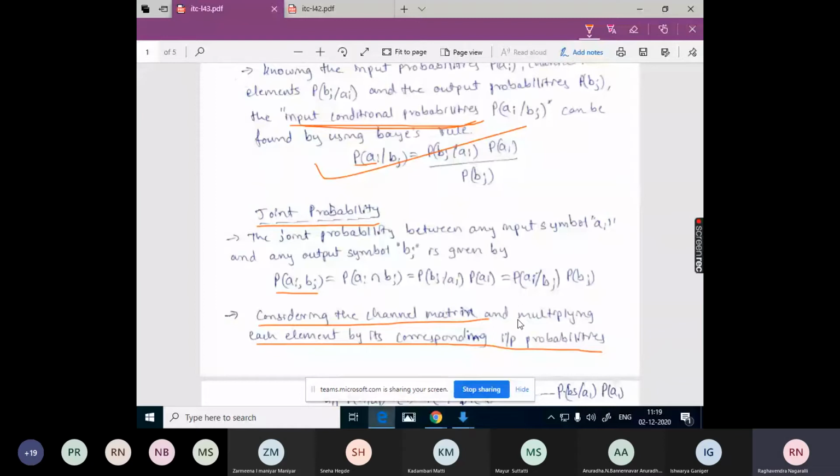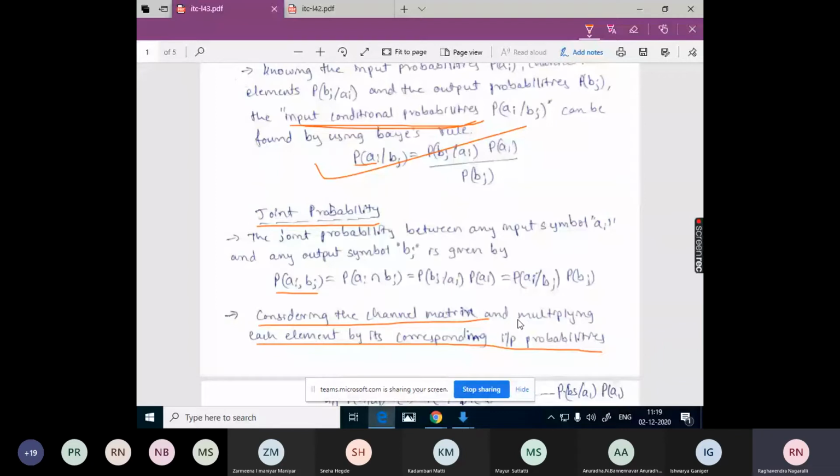The matrix whose elements are the joint probabilities between input and output symbols is called the joint probability matrix, written as JPM, denoted by P of Ai comma Bj or P of A comma B. This matrix is very important. Using this matrix we are going to solve a lot of problems, and for the solution, if we are not given it, we need to construct this JPM.